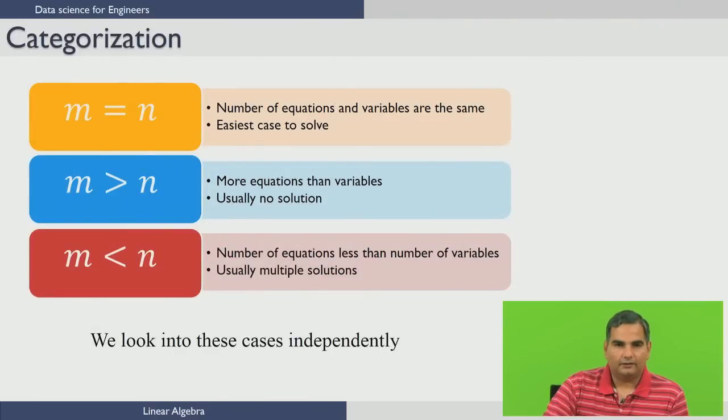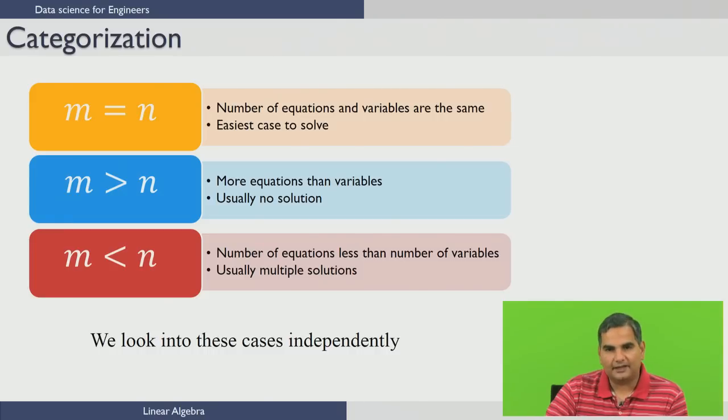Now, clearly there are three cases that one needs to address. When m equals n, that means the number of equations and variables are the same. So, this turns out to be the easiest case to solve. When m is greater than n, that means we have more equations than variables. So, we might not have enough variables to satisfy all the equations. In the usual case, this will lead to no solution.